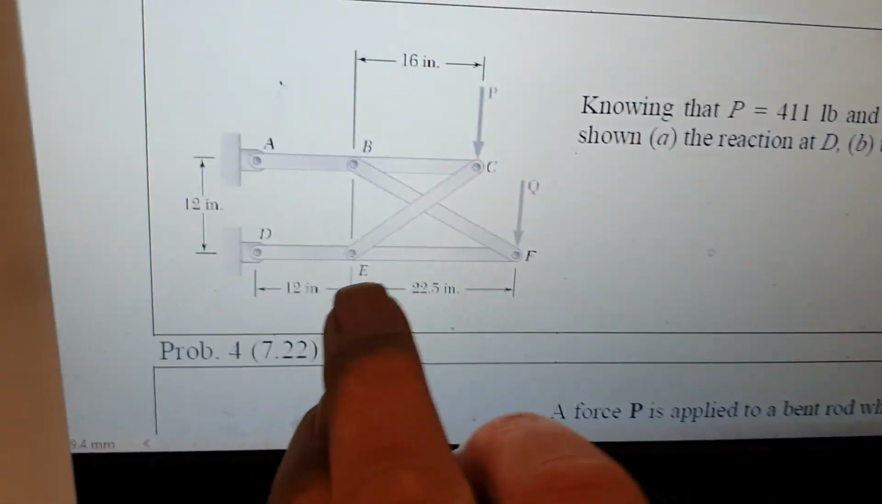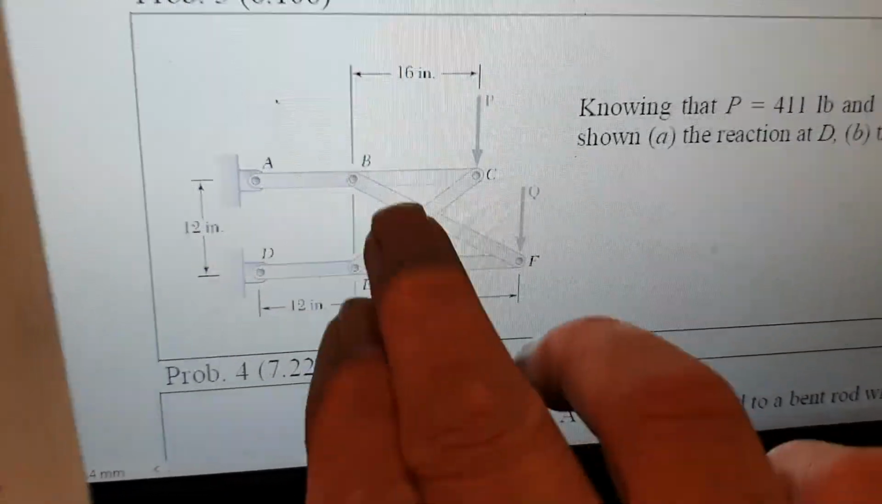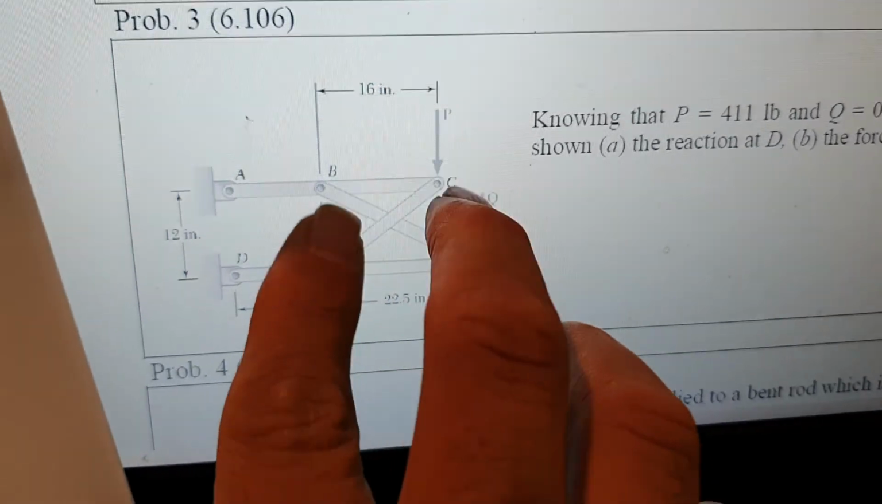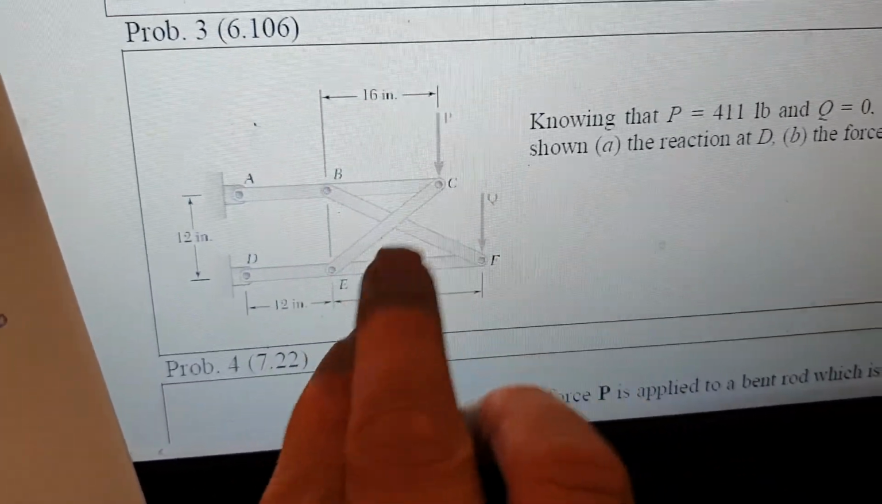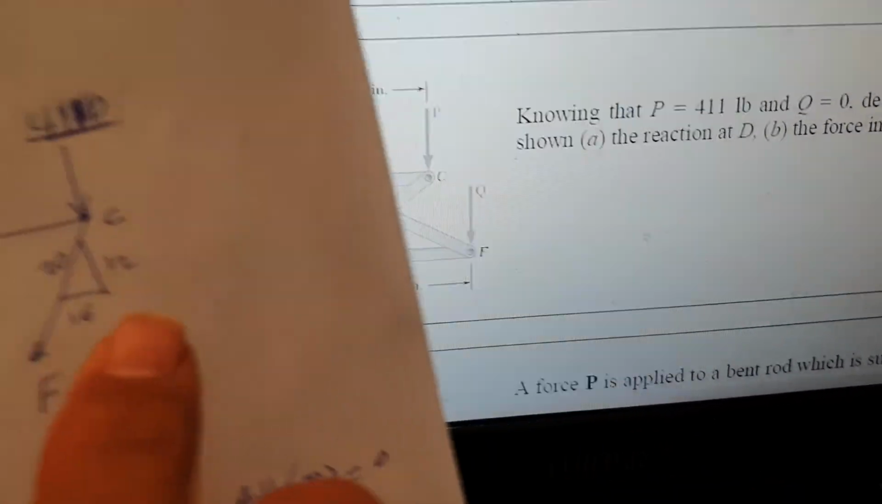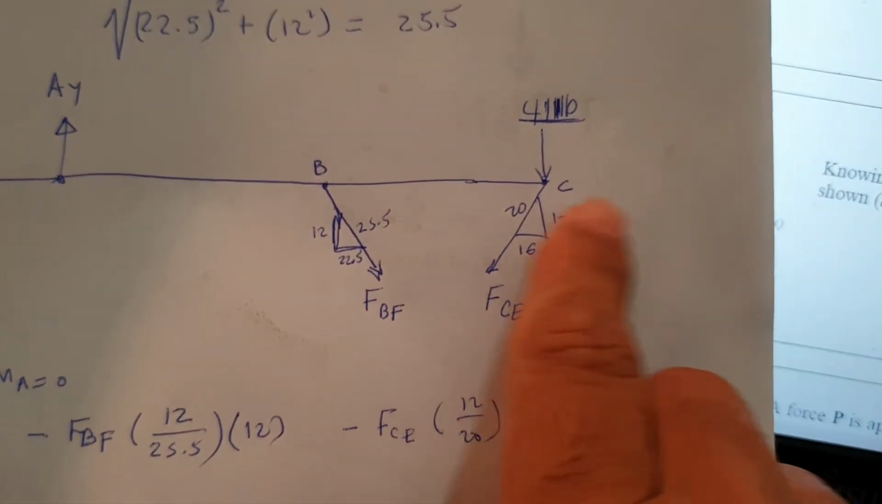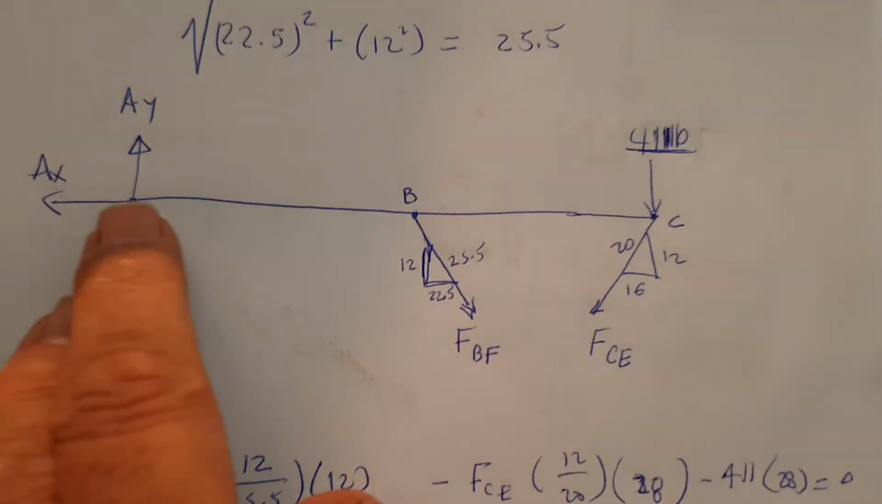Same thing for force CE. For CE, it's 22.5 and 12. No, CE is from here to here. CE is this one, 16 and 12. Of course, you should do the same thing, 16 squared plus 12 squared, all under the square root is 20. So we have it like this.